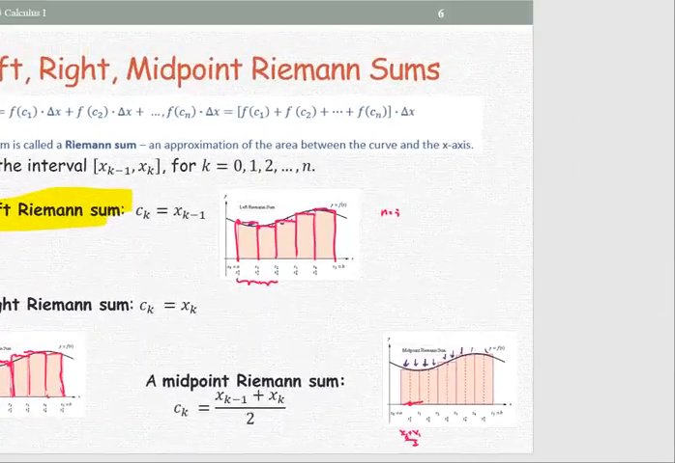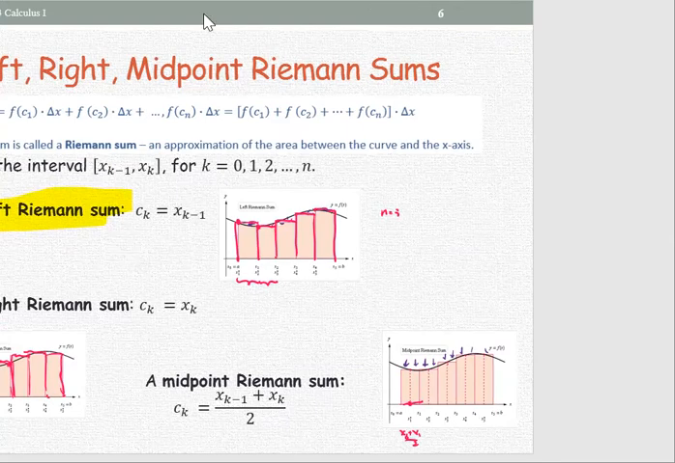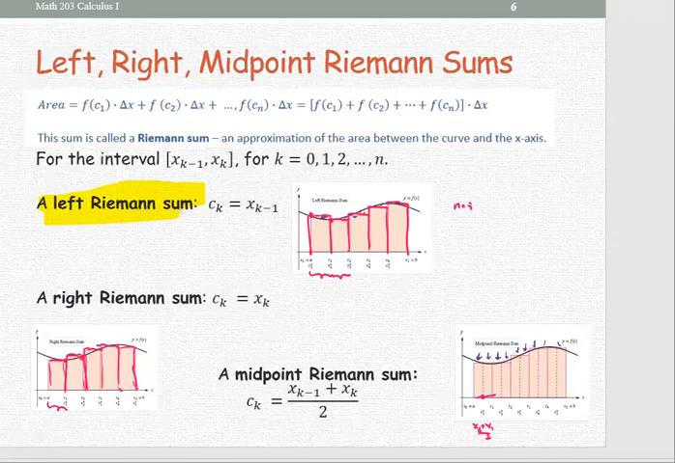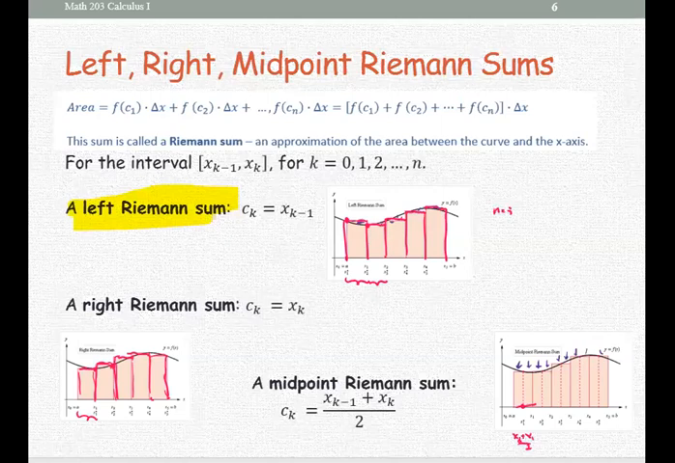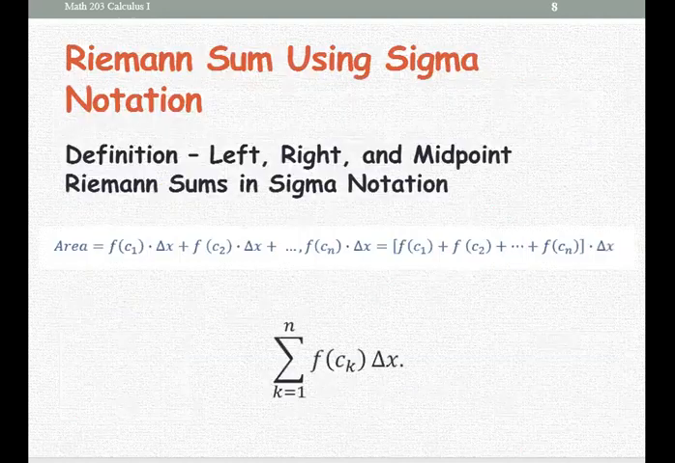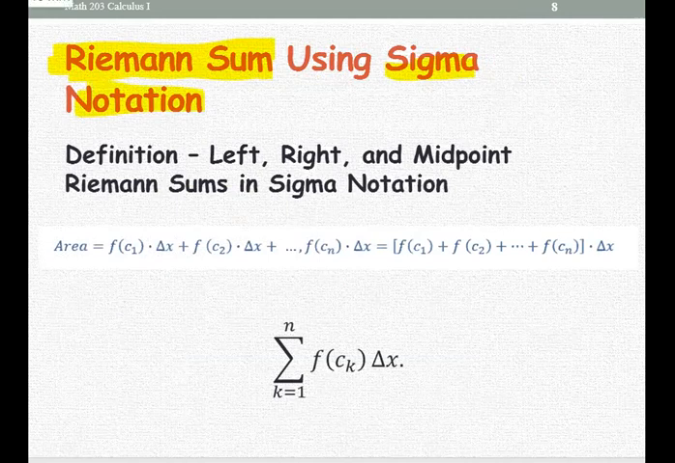So here is another summary page. Let's see if I can move it over. The Riemann sum can be represented using sigma notation, since we add all the areas of the small rectangles, like the first rectangle, second rectangle, and so forth.